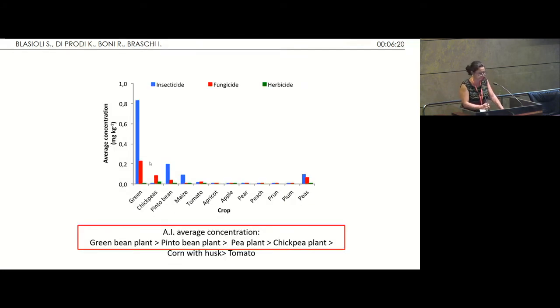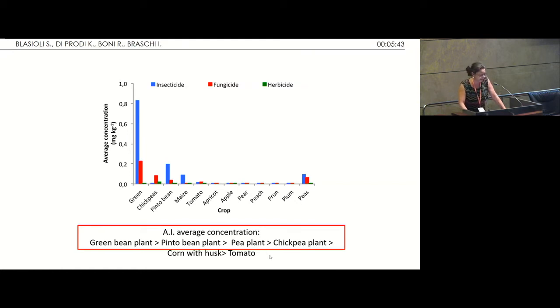So just to start with, not a conclusion, but some considerations, we can say that, of course, we can create an order of the average concentration observed for pesticides in these crops at pre-harvest. Green bean plants were the most, let's say, polluted because we are in the environment, followed by pinto bean plant, pea, chickpea, corn, and tomato.